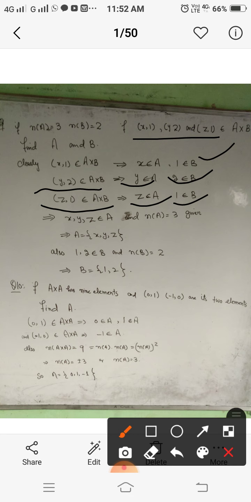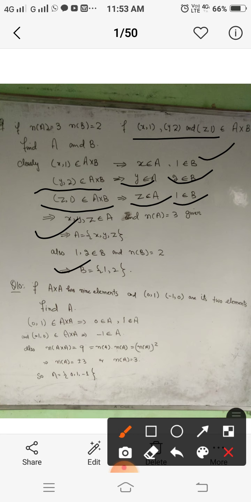Which implies that the 3 elements in A are x, y and z, and it is given that A has 3 elements, hence the set A is simply {x, y, z}. Also, B has 2 elements. It is given that n(B) is 2. 1 belongs to B, 2 belongs to B, which implies that B equals {1, 2}.